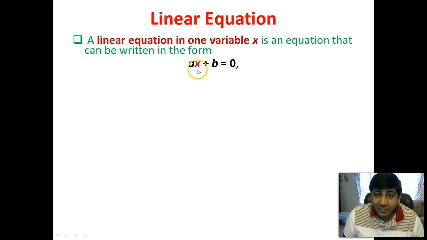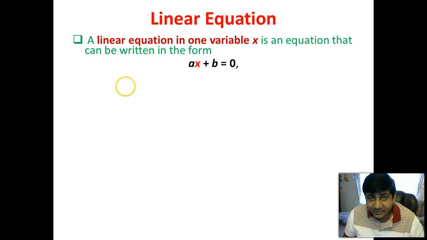Now what makes it linear is the power of the variable. The power of the variable has to be 1. When we have power 1, we do not write anything there, we do not even write 1. So as long as the power of the variable is 1, not minus 1, not 1/2, not less than 1, not more than 1, it has to be exactly 1. If the power of the variable is 1, that's a linear equation.